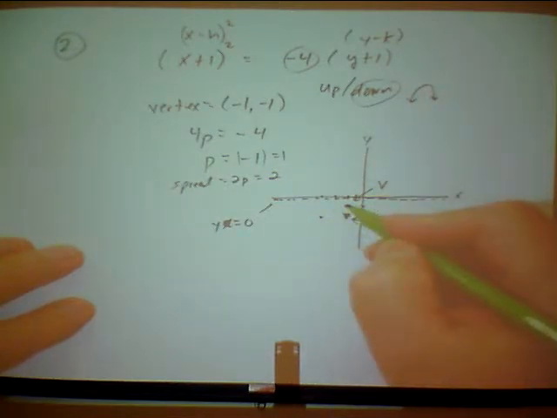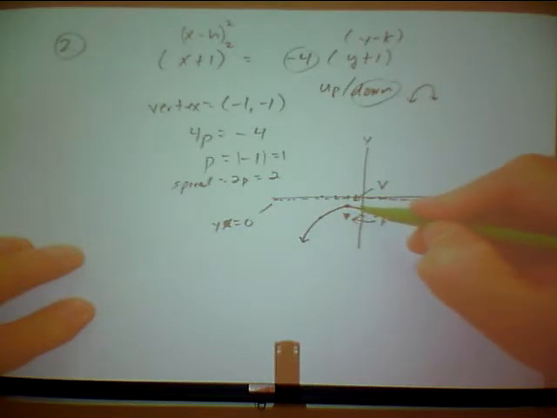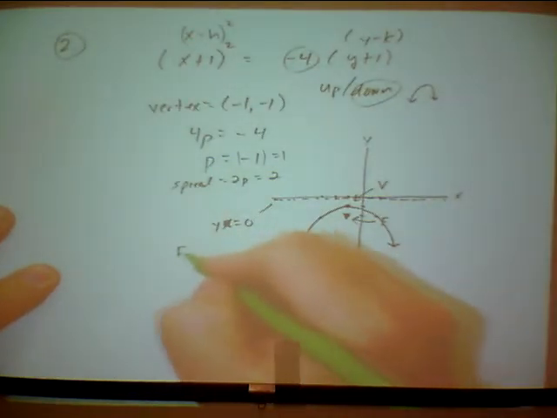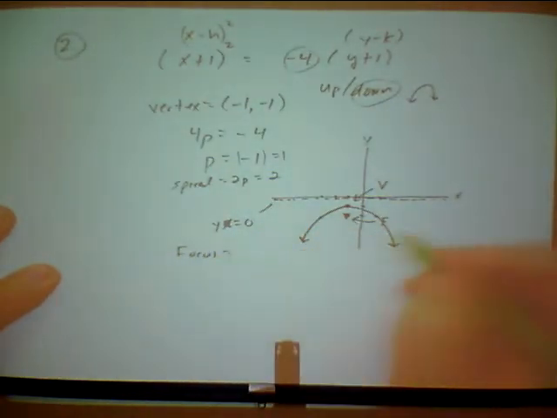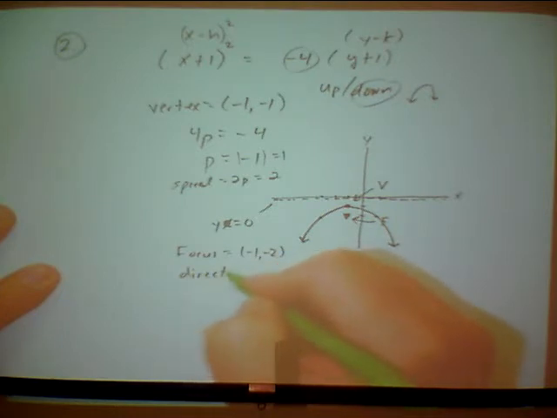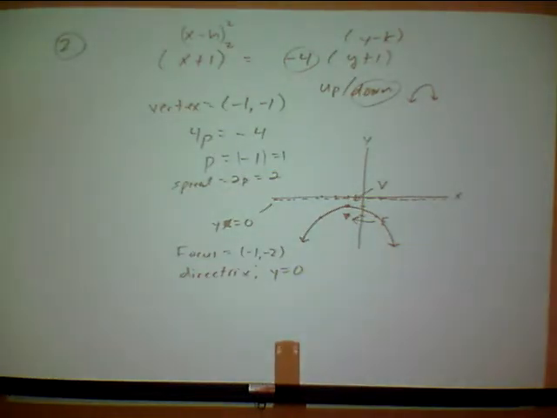And with my vertex and those 2 points, I can now make a rough sketch of the graph. And if they ask you, you say, okay, so the focus is -1, -2. If they ever ask you about the directrix, you can say it's y equals 0. And there you go. All right, let's do one more.